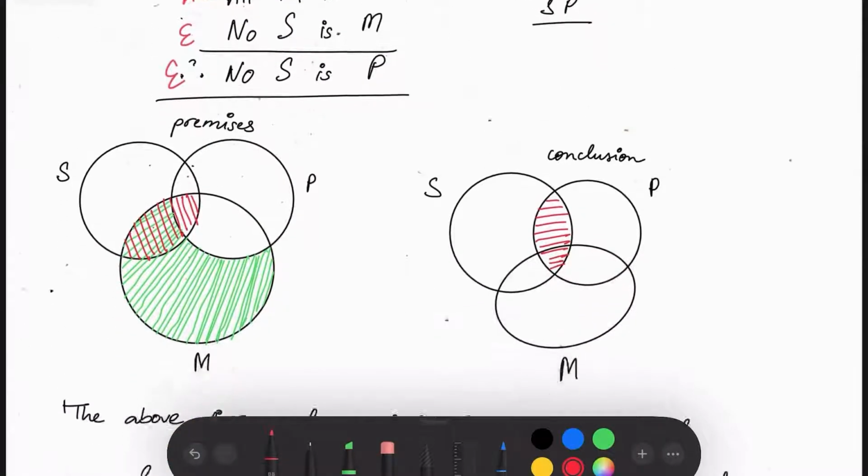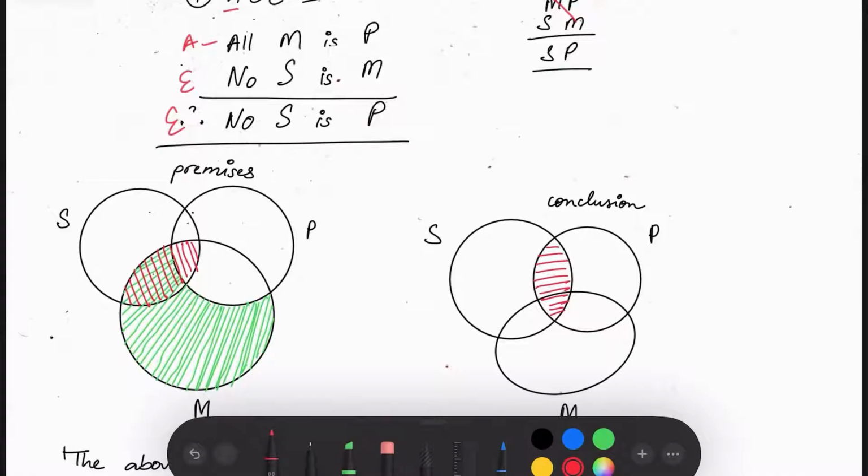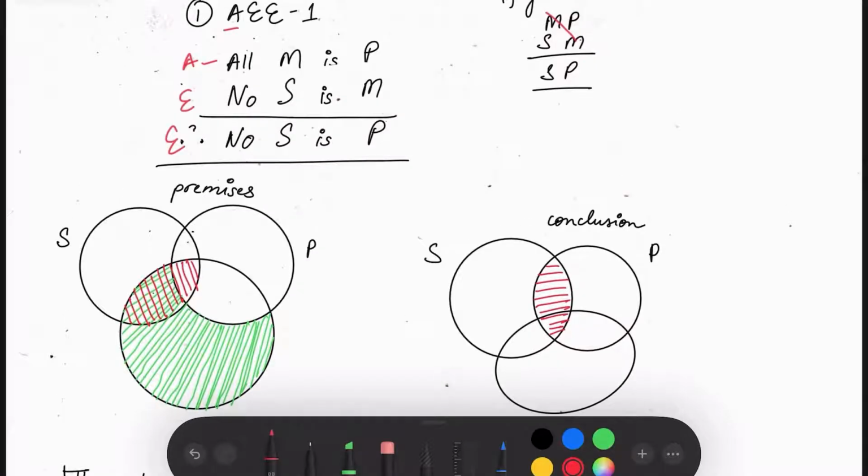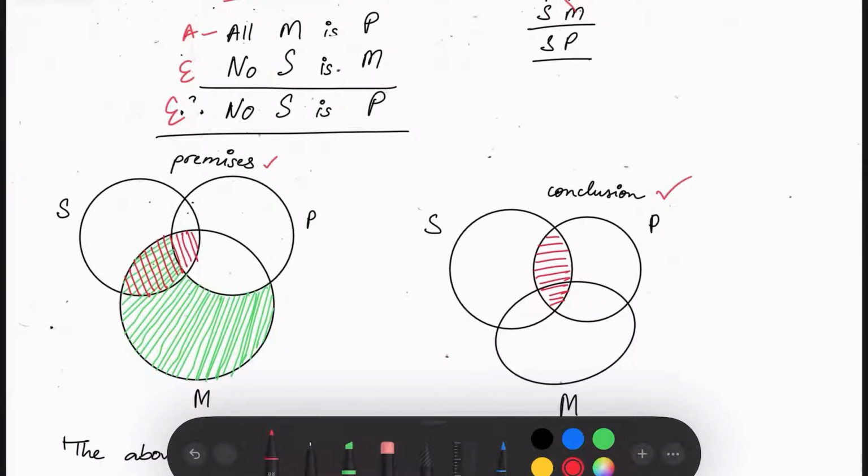Now based on it you can draw two Venn diagrams, or you can make just one, it's up to you, but it's better if you make two and show them. So the first one is for the premise and the second one is for the conclusion. So let's start first with the premise. All M is P. So here all M is given, so the M part is completely shaded here.